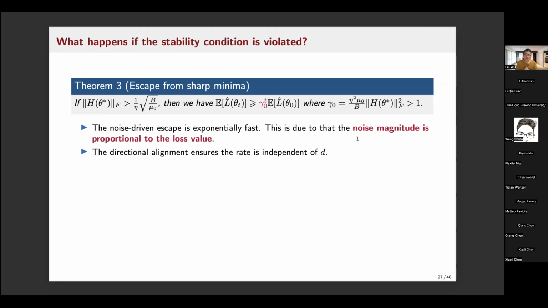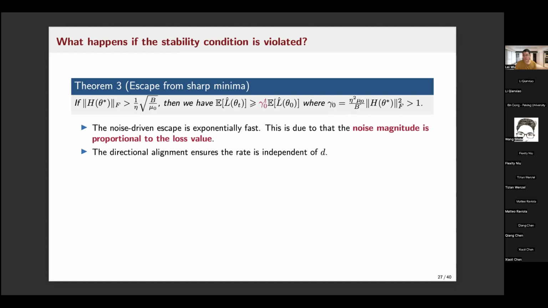So first, why is the escape exponential? It's because the noise magnitude is proportional to the loss value, intuitively. For example, if you start from a small loss region, and the stability condition is not satisfied, then you will go to a region with a larger loss value. A larger loss value means larger noise, and larger noise means larger perturbations, and then you go to much larger loss value regions. So this gives us a positive feedback. You will go up exponentially fast, and moreover, this factor gamma 0 is independent of the dimension d.